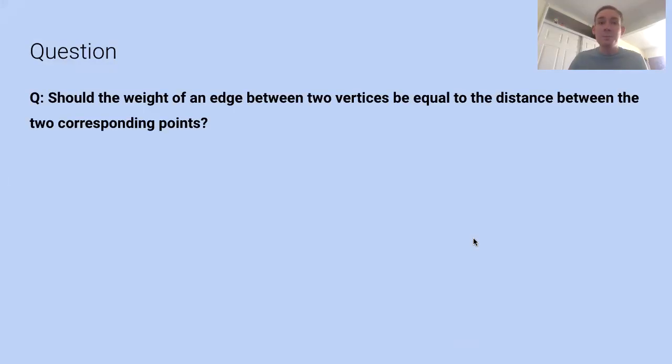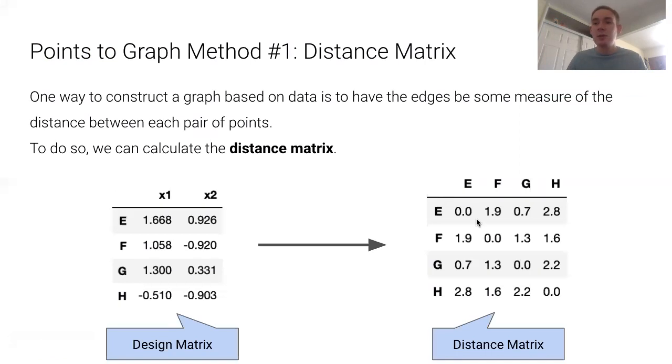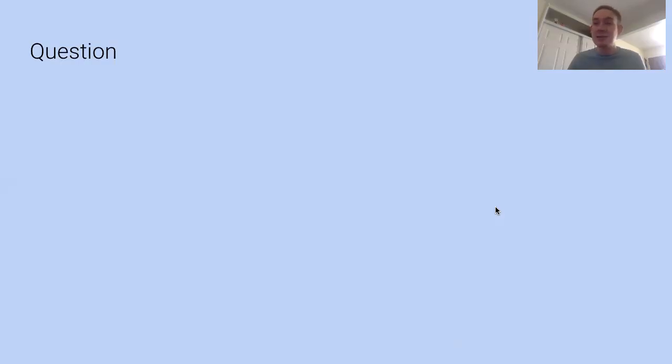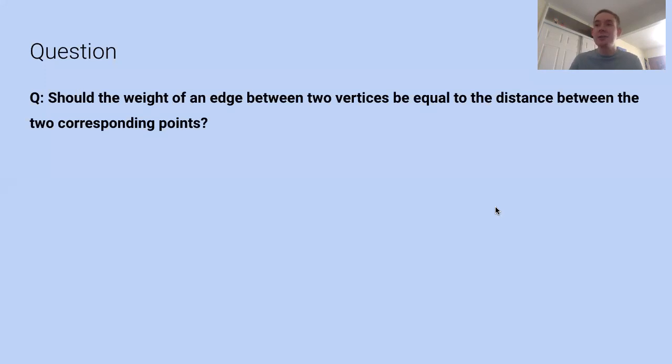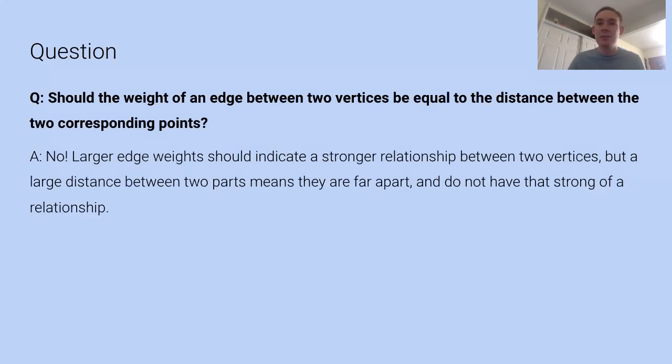Here's a question for you. In our new graph, what should the weights of the edges be? Specifically, should the weight of an edge between the 2 vertices be equal to the distance between the 2 corresponding points? To go back to our example, when I'm making this graph and I draw an edge between E and F, should the weight of that edge be 1.9? Yes or no, and why? So pause, think about it.